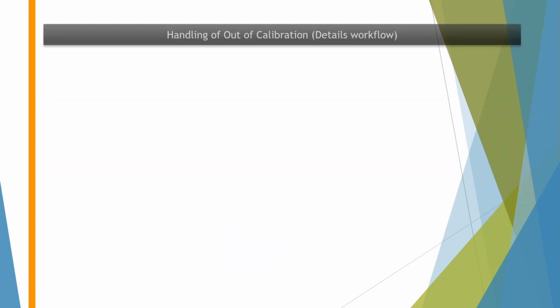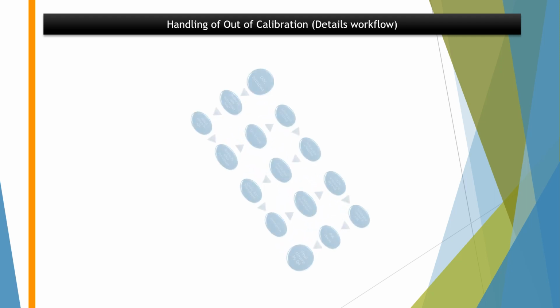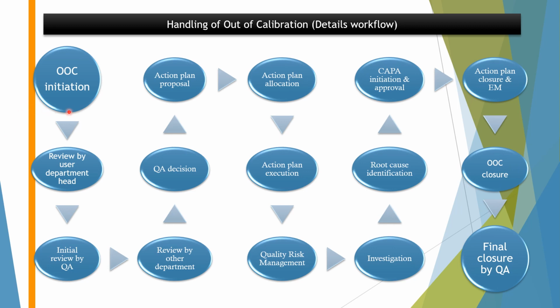Now in this slide we will discuss the handling of out of calibration results, that is the detailed workflow for the out of calibration result, right? Many organizations are using QMS software or TrackWise software to handle this OC initiation and closure process, and still some small organizations are using a manual process to handle this out of calibration result, right?